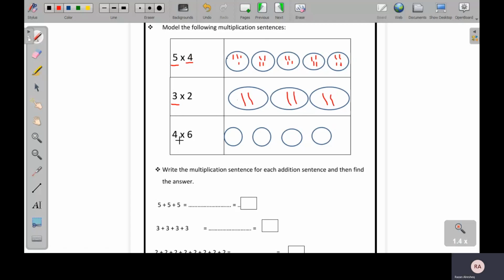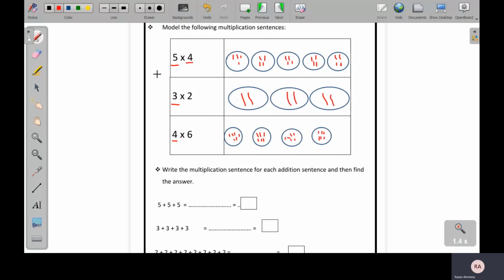My third one is 4 multiplied by 6. Here, my first number is 4, so I have 4 groups. And inside each group, I'm going to place 6 objects to help us figure out the answer. Now, another way, guys, to solve this is after you model, you can either count, or you can do repeated addition. If you know the 4 times table, you'll know the answer without counting. This is just one of the strategies you guys can use to solve the multiplication sentence. Right now, I just finished modeling my third one.